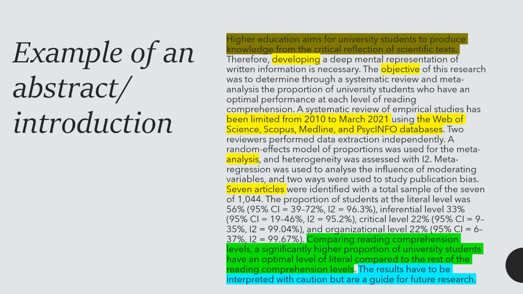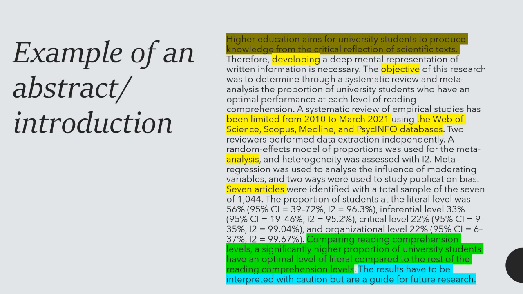search engines like the Web of Science, Scopus, Medline, and PsycInfo. They also say that they had 2 reviewers perform the data extraction independently. A random effects model of proportions was used for the meta-analysis, and heterogeneity was assessed with I2. So that's all part of the method.